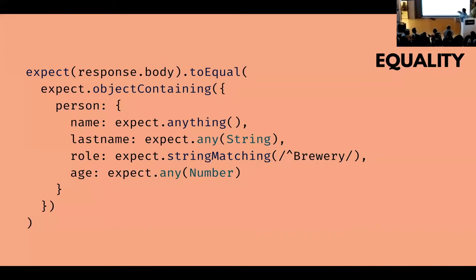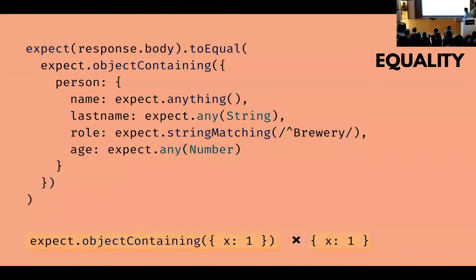You can have expect any string, any number, so you make sure it's something you want, or you have many others like string matching, string containing, array containing, which we saw. And there's one a little bit special, which is called object containing. What is the difference between, let's say, what we see?